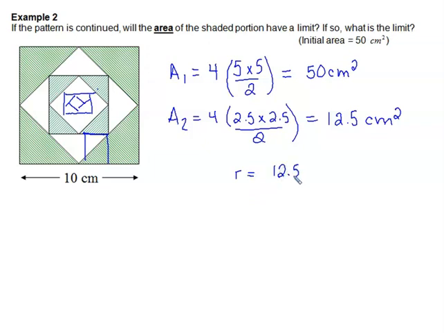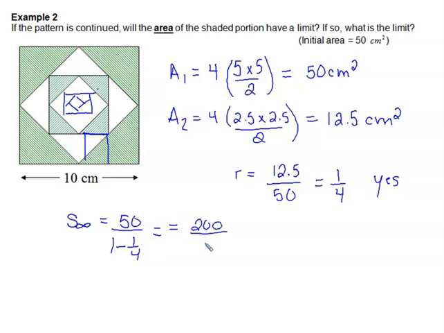So I would have that 2.5 divided by 50, which would give me 1/4. So yes, there would be a limit because my r value is smaller than 1. So I can go and I can actually calculate that limit by looking at my T1, which is 50, and I would divide it by 1 minus 1/4. So I'd essentially have 50 divided by 3/4, so I'd be multiplying by 4, dividing by 3. And this would give me, if I simplify, 200 over 3 centimeters squared would be the limit.